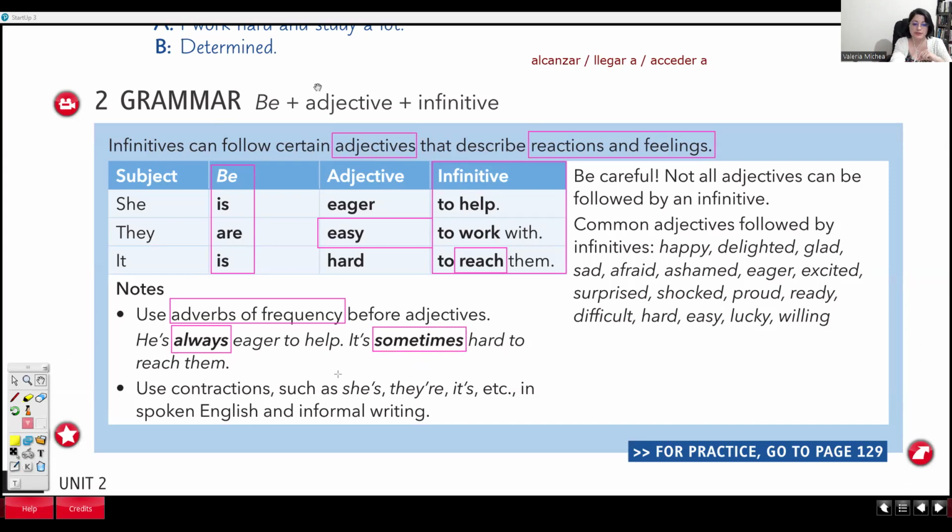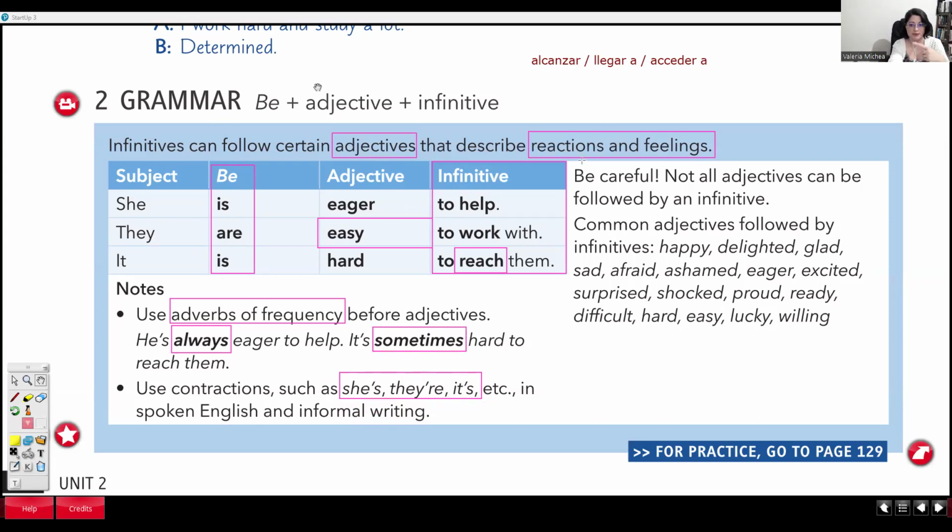Also, it's very good to use contractions because it's more natural in English to use contractions than not to use them. So don't speak like that, like she is. Just go with the whole sound together. She's. There you are. It's. Don't be afraid of putting things together.